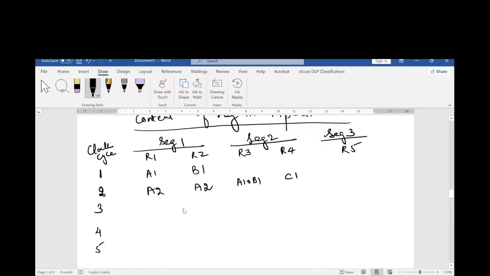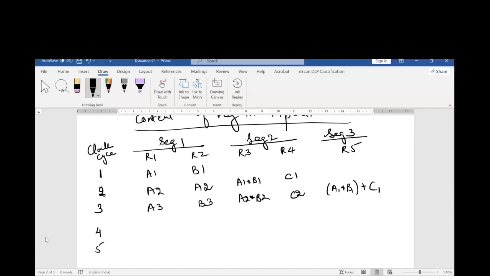Let us see the third clock cycle. What will happen? A1 into B1 and C1 will transfer to R5. So in R5, what do we have? A1 into B1 plus C1. Where will A2 B2 go? A2 B2 will go to segment 2. So A2 into B2 here and C2 over here. And what will come in segment 1? A3 B3 will be ready now.